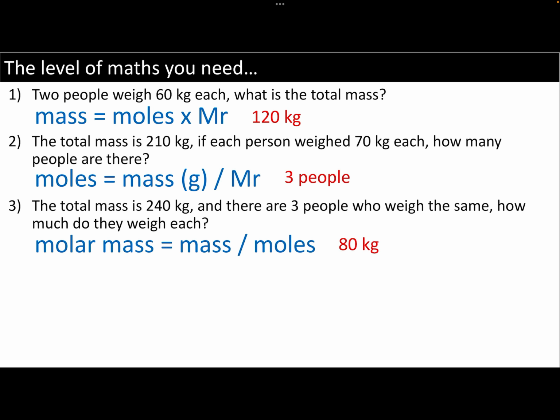So the relationship we have here, generally, if you were to forget that a mole is a big number of particles, you're able to do the calculation because if you had, say, 2 people at 60 kilograms each, then that's the equivalent of saying 2 people multiplied by 60 to give you the 120. If the total mass is 210, and each person weighed 70 kilograms, how many people are there? Then you took this as being 210, and the Mr technically being 70. That will give you 3 people. So the level of maths generally is not actually that difficult.